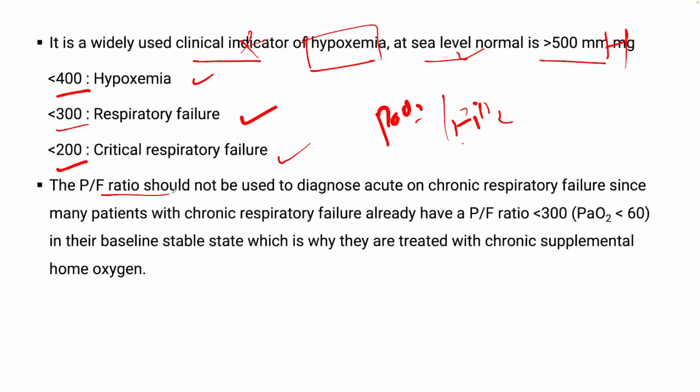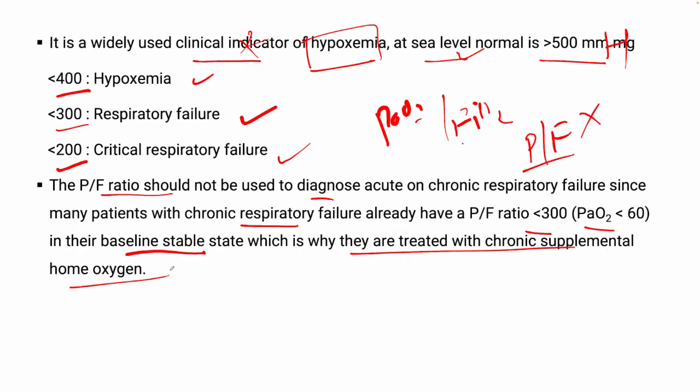Now the PF ratio should not be used to diagnose acute or chronic respiratory failure. Suppose the patient was in the acute stage and it is developing into the chronic stage, at that time you cannot rely on the PF ratio because it would create a disturbance in the values. Many patients with chronic respiratory failure already have a PF ratio of less than 300, where PO2 is less than 60 in their baseline stable state, which is why they are treated with chronic supplementary home oxygen. So sometimes you will find that although there is chronic respiratory failure the PF ratio is less than 300. That is the reason why you should not use the PF ratio during chronic respiratory failure.